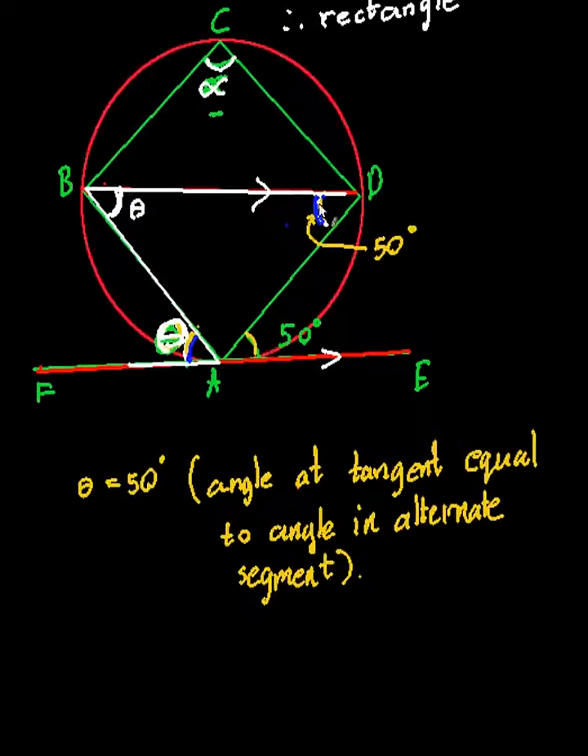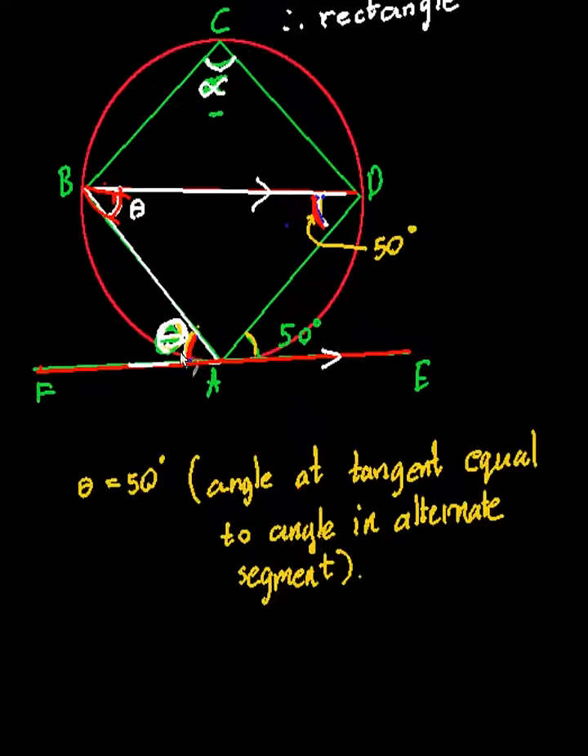Let me get a better color. So this angle over here is going to be equal to the one opposite to the Z angle. So you need to draw a little Z before you figure out which one it is. Anytime they give you a tangent and angles in a question, you really need to be thinking about this. All right, so I know that theta is equal to 50.